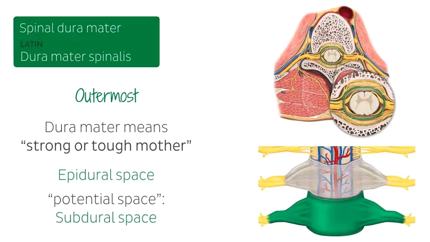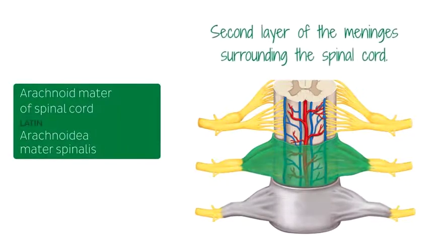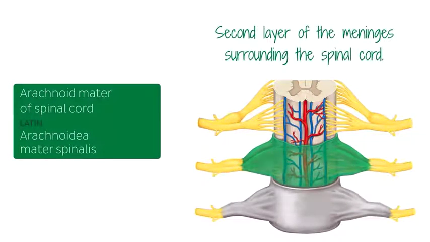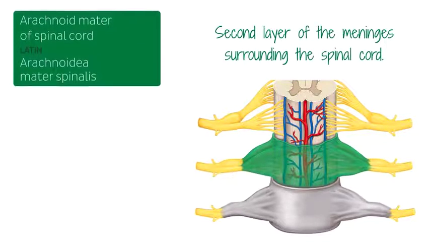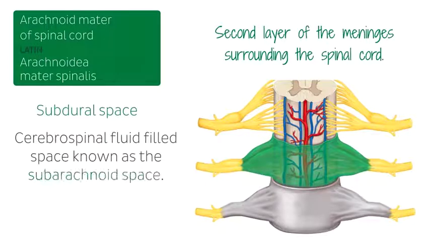The spinal arachnoid mater is the second layer of the meninges surrounding the spinal cord, and it's continuous with the cerebral arachnoid mater above. As we saw in the previous slide, there exists a capillary cleft between the inner surface of the dura mater and the outer surface of the arachnoid mater, known as the subdural space. Between the arachnoid mater and the pia mater is a cerebrospinal fluid-filled space, known as the subarachnoid space.